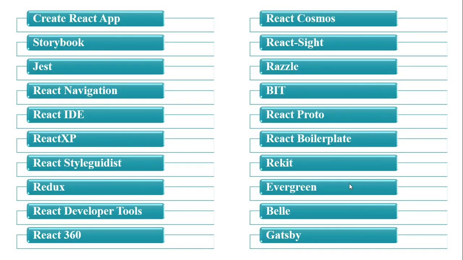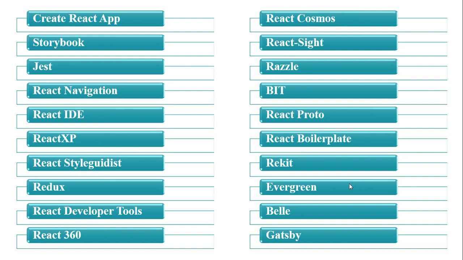So, as you can see on the screen, here is the list of 20 React developer tools which you can use. I will go through all of them one by one, and I will also tell you about the hyperlinks or the URLs from where you can use them and apply them in your React based web application. So, the first one is Create React App.